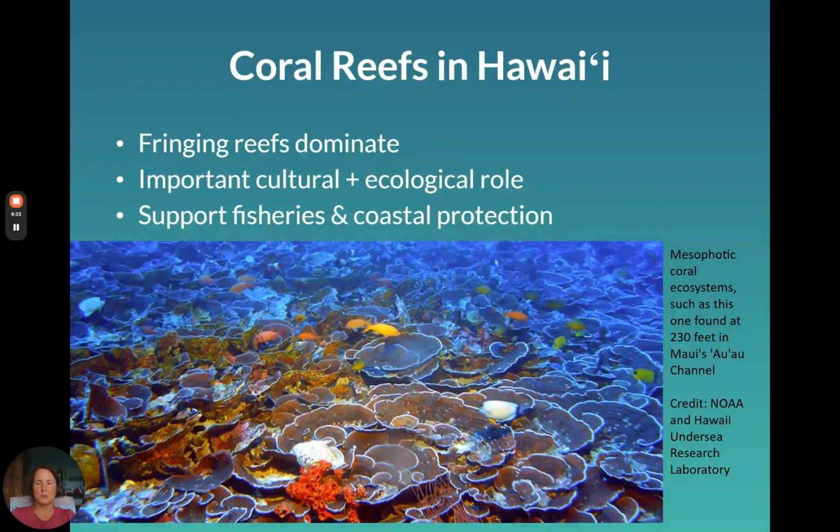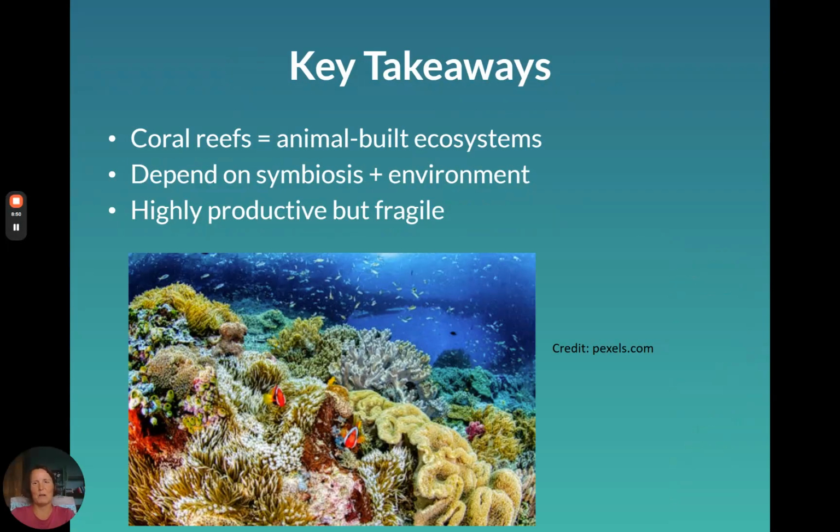Now, this is an interesting point that I wanted to include. This picture is of a mesophytic coral ecosystem, and it's found at 230 feet deep off Maui. So that seems too deep, right? This is at the very edge of where the sunlight can reach. So it's a slightly different type of reef, and it's one that is really pretty rare. And Hawaii is one of the very few places where these are found. So I thought that was an interesting thing to include here.